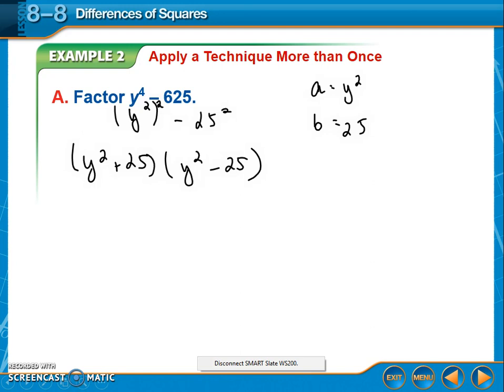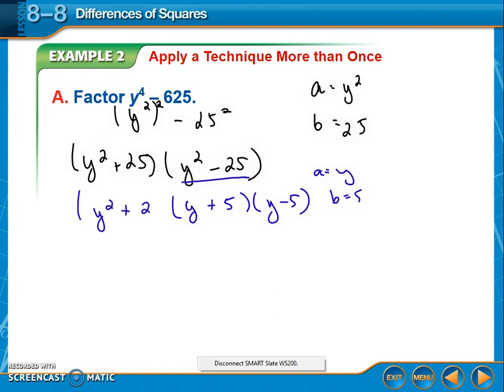Now, looking at this, it's a difference of squares. So this one here, I can factor further and say this is y plus 5 and y minus 5, because my a in this case is y, and my b is 5. So I can do it again. And then this one does not factor. So when you have two perfect squares, but it's addition, addition does not factor further. That's done. Only when it's subtraction can you go further.